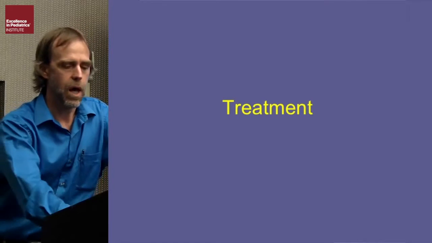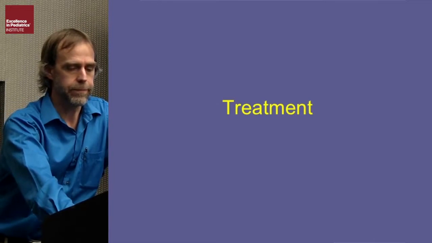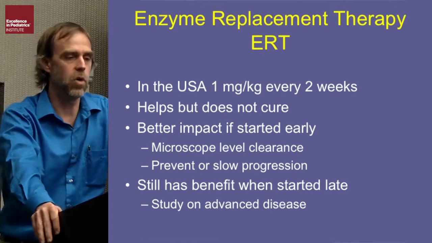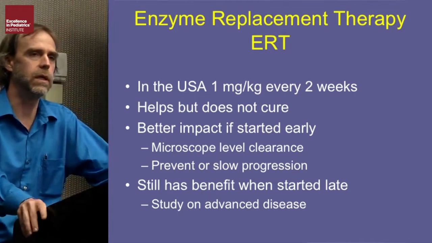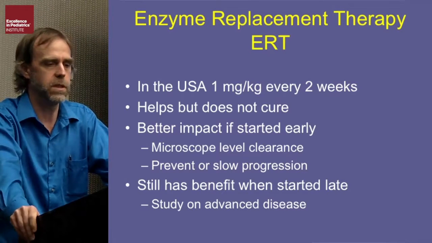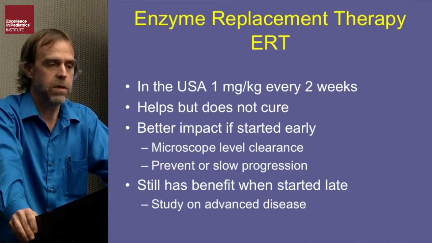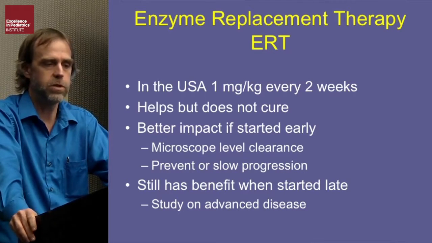Okay. Treatment. So in the United States, there is only one treatment currently approved for Fabry disease. It is enzyme replacement therapy. The recommended dose in the US is 1 milligram per kilogram every 2 weeks.